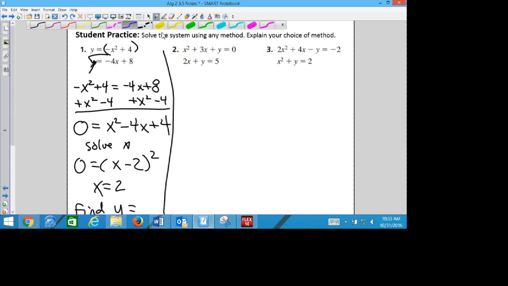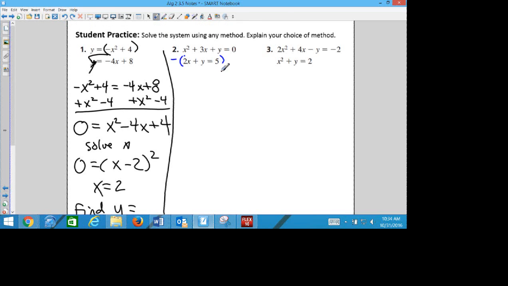Okay, the second one, again, I have to get rid of y. I personally prefer elimination over substitution, with the exception of number 1. I prefer elimination. So how could I eliminate y? Can I just add them and get rid of the y's? No, what would I need to do to this second equation?